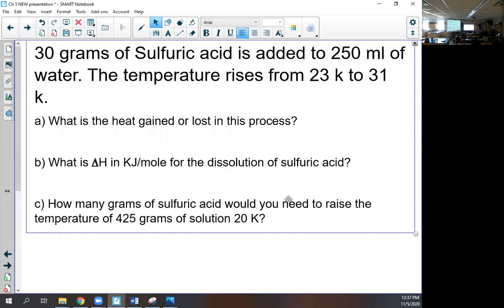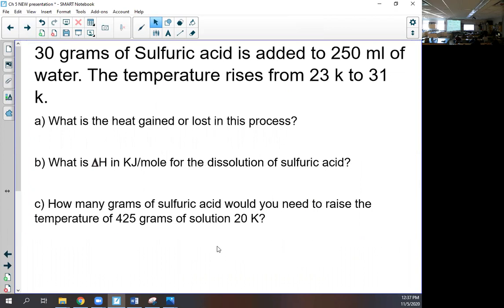Okay, so here is your typical problem. If you have 30 grams of sulfuric acid and you add it to 250 milliliters of water, the temperature rises from 23K to 31K. What is the heat gained or lost in this process? What's our variable for heat in this chapter?